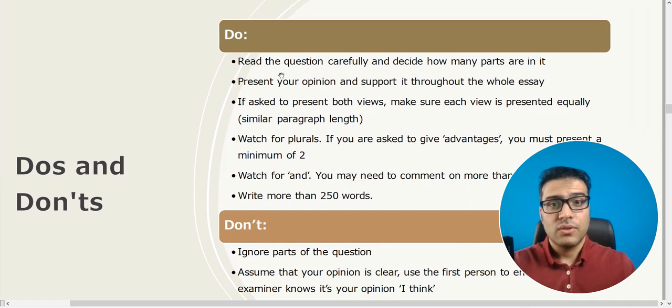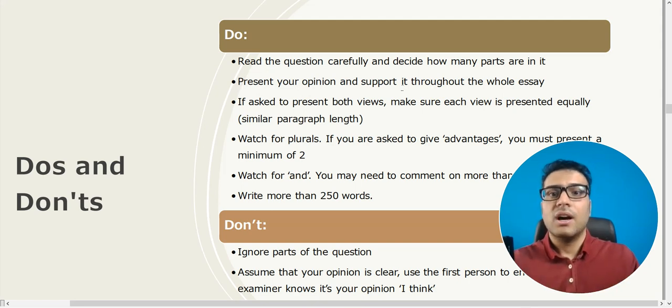First, we should read the question carefully and decide how many parts are in it. Many candidates might quickly read the question, and so they might ignore some important parts of it. The second one is to present your opinion and support it throughout the whole essay. Through your introduction, body paragraphs, and conclusion, your position should be very clear.